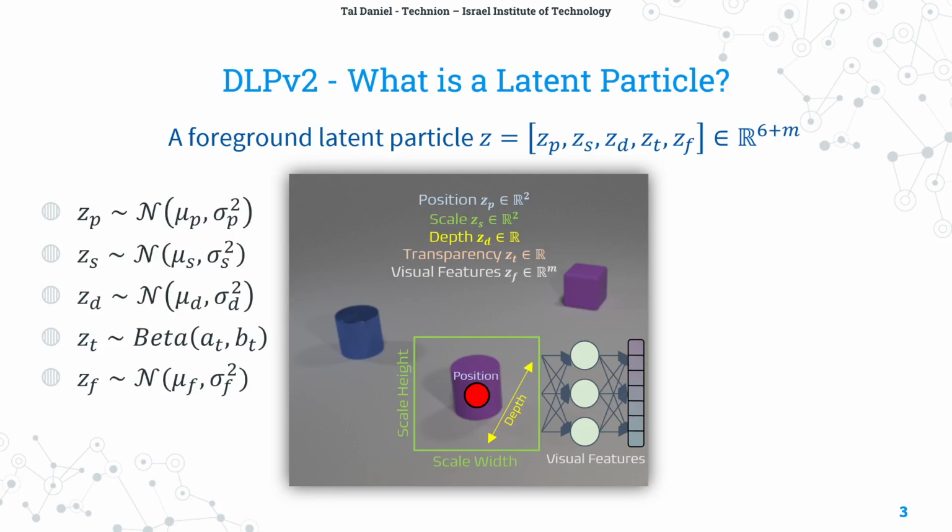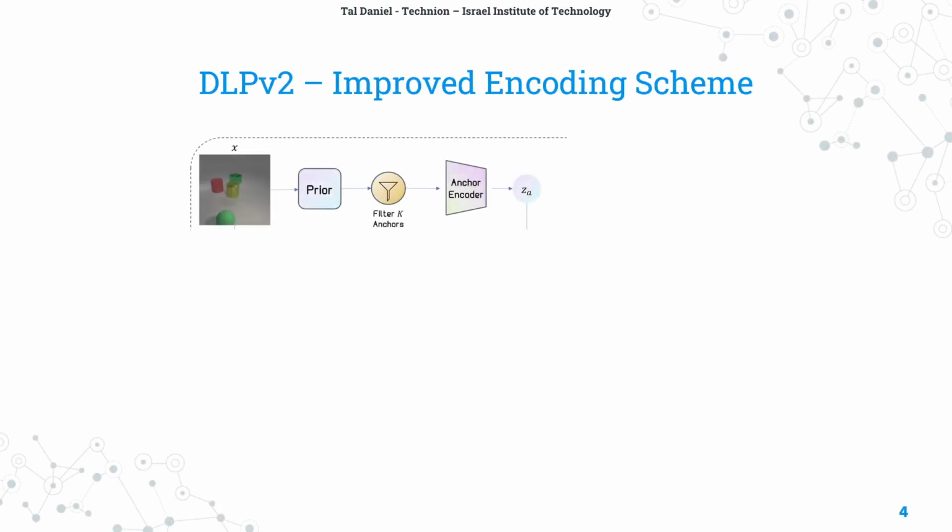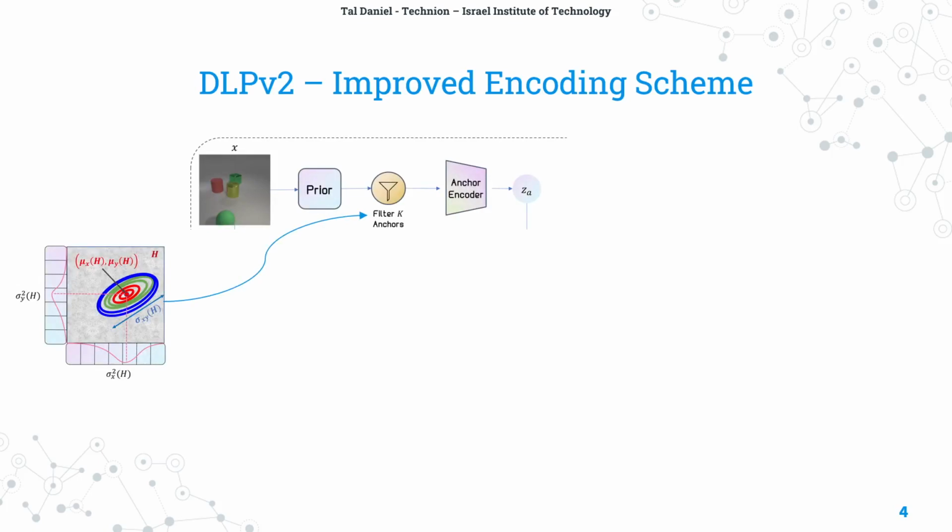Moreover, we assign a single abstract particle for the background that is always located in the center of the image and described only by latent background visual features. Every attribute is learned with respect to the optimization objective, the ELBO, which is decomposed into the reconstruction error and a KL divergence term. The architecture design of DLP v2 follows the original design of DLP, where the encoder is modified to account for the new attributes.